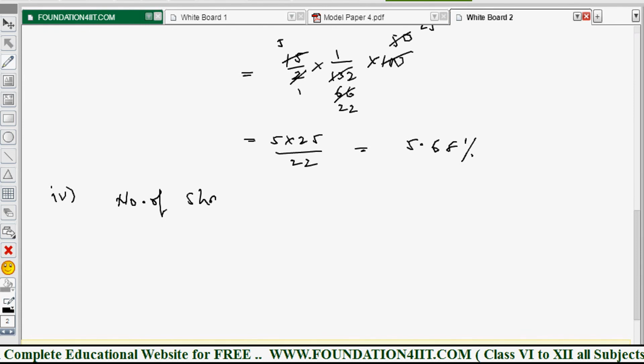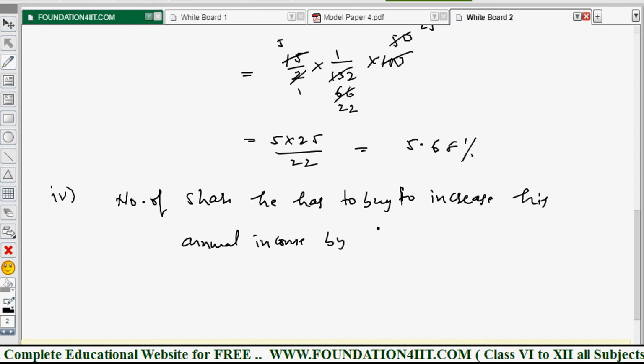Number of shares he has to buy to increase his annual income by rupees 750. 750 you have to increase means that 750 by 15 by 2, because 15 by 2 we already got.